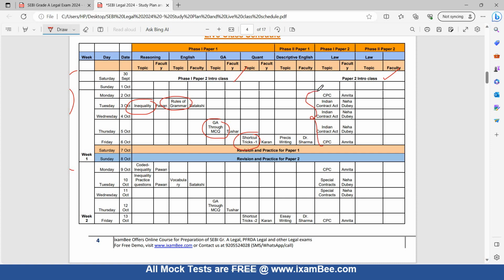CPC is still not over. Indian Contract Act is also not over. So these two topics will be over in 2 weeks. Second week also will have CPC and special contracts. The entire Indian Contract Act and CPC needs to be covered in 2 weeks.